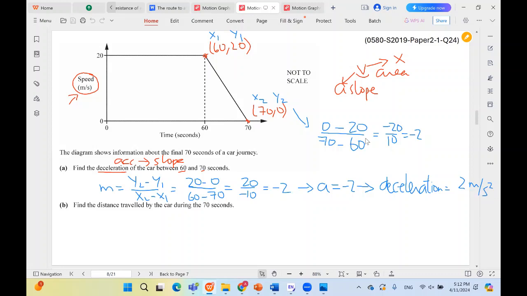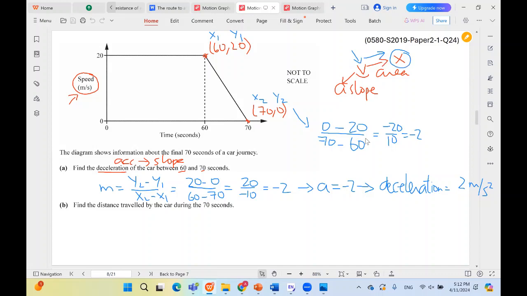In B, find the distance traveled by the car during the 70 seconds. So we are starting at V, because this is what the title of the graph is. And now we want to get X, which is the distance. So we're moving up. So we want to get the area of this graph. This is also a trapezium.